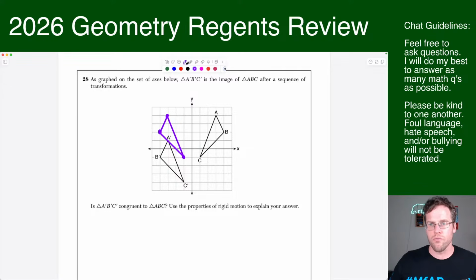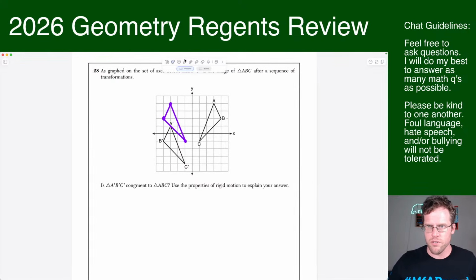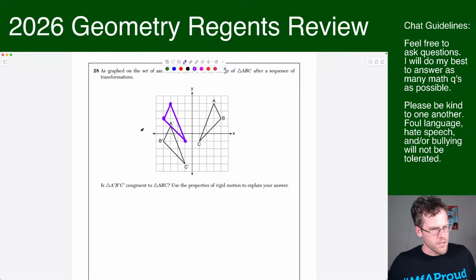A reflection is a rigid motion, which means that triangle is congruent to this one. And then I translate down 1, 2, 3, and you see how it maps perfectly onto this. So I would say yes, they're congruent. And how do I explain that with properties of rigid motions? I would write out a nice sentence here. This is a tricky topic.